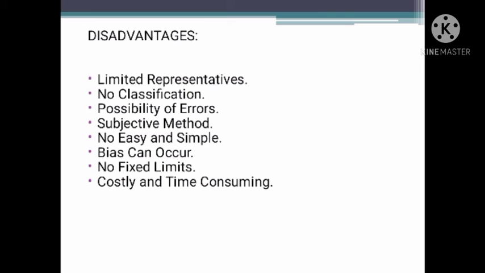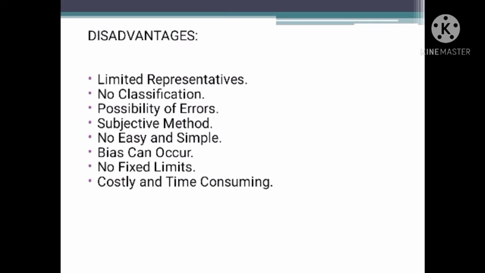The third, possibility of errors. The case study method may have errors of memory and judgment. The next, subjective method. It is a subjective method rather than an objective one. The next, not easy and simple. This method is very difficult and no layman can conduct it. The next, bias can occur. Due to its narrow study, discrimination and bias can occur in the investigation of a social unit.